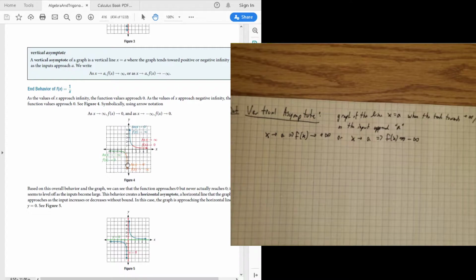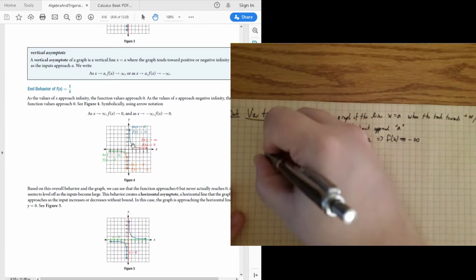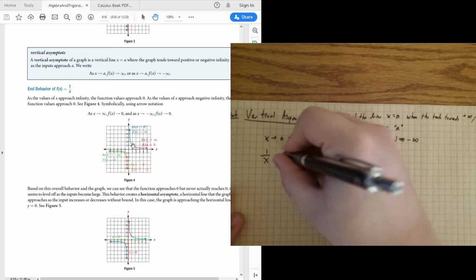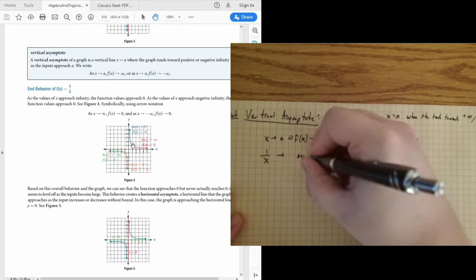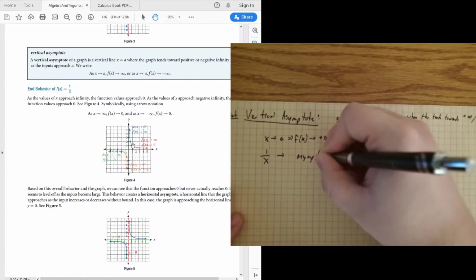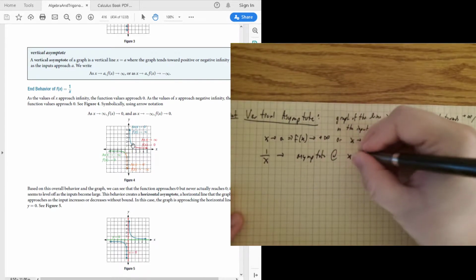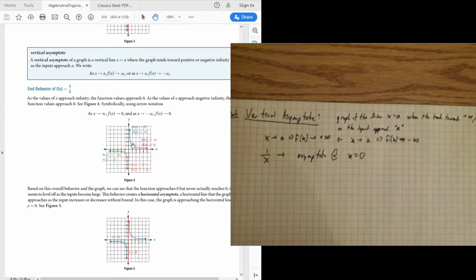In this example, this is actually our 1 over x function. Here notice that as we go up and down, as we approach 0, it is going towards infinity. And so in this example, 1 over x has an asymptote at x equals 0. Why is that?